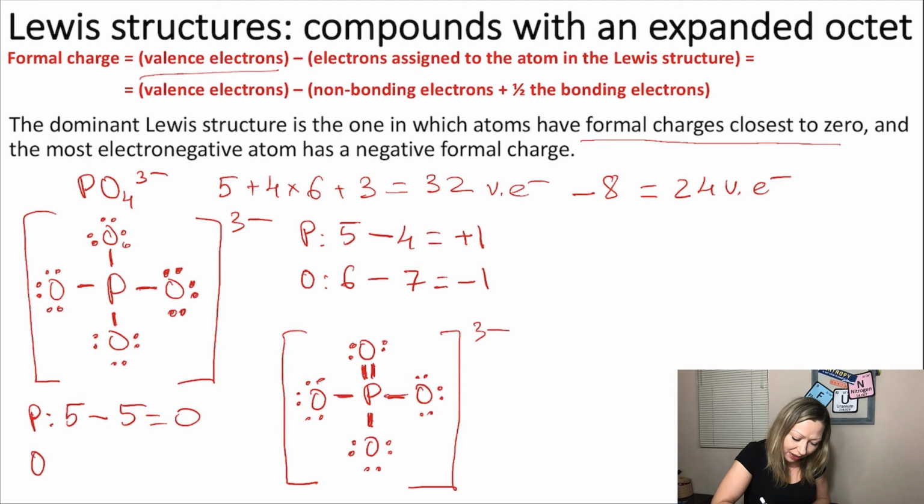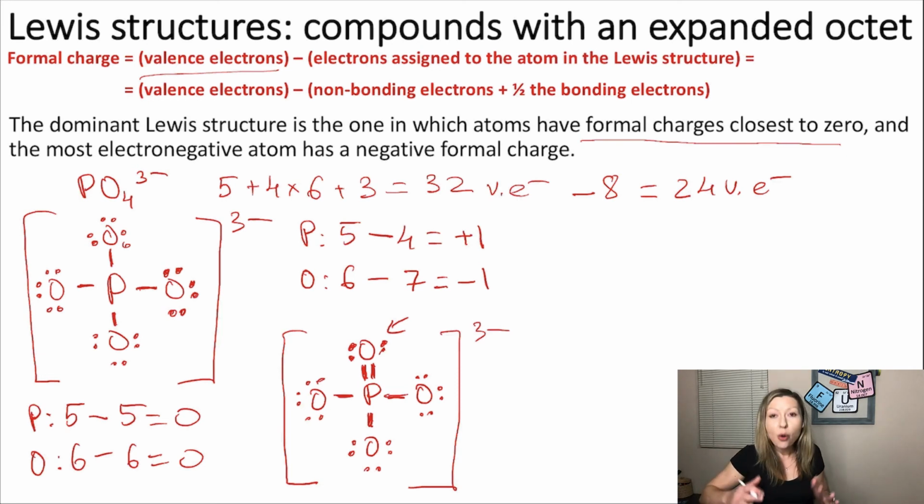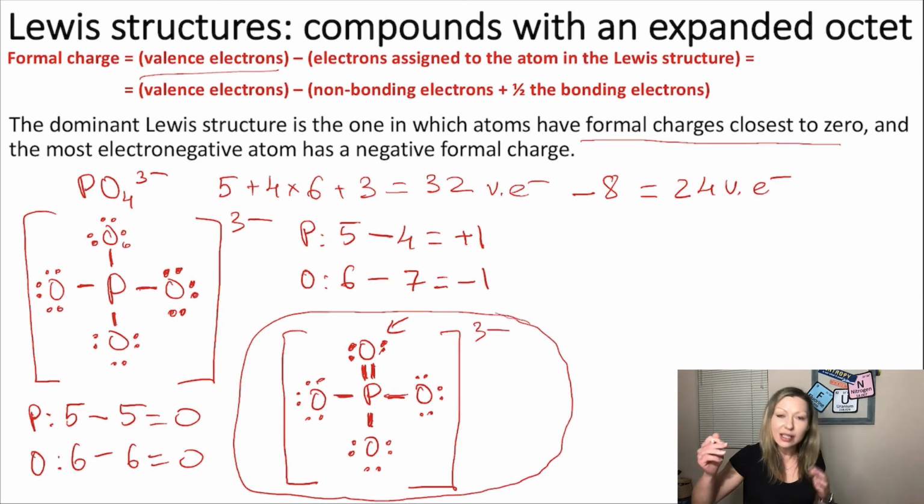And what about the oxygen atom that has the double bond? This one, 6 minus 1, 2, 3, 4, 5, 6. So that's gonna have a formal charge of 0 again. So when we are comparing the two structures, actually the dominant structure is going to be the second one, because it's going to have the formal charges closer to 0, with the phosphorus having a 0, this oxygen atom having a 0 formal charge, and all these other oxygen atoms still having a -1 formal charge.